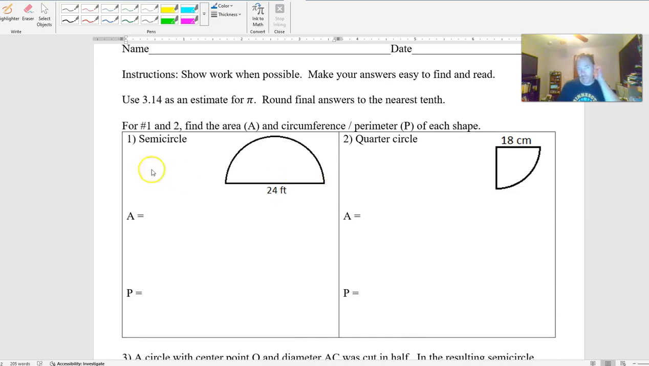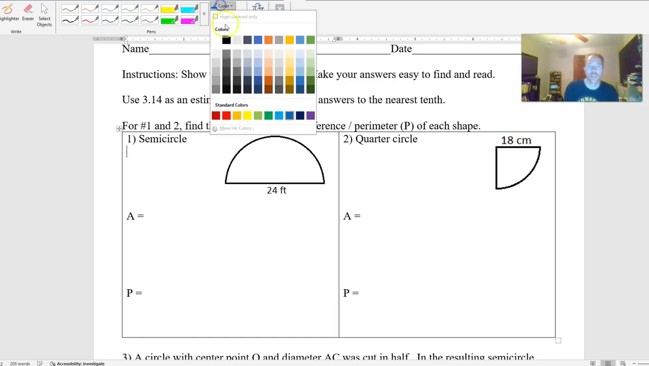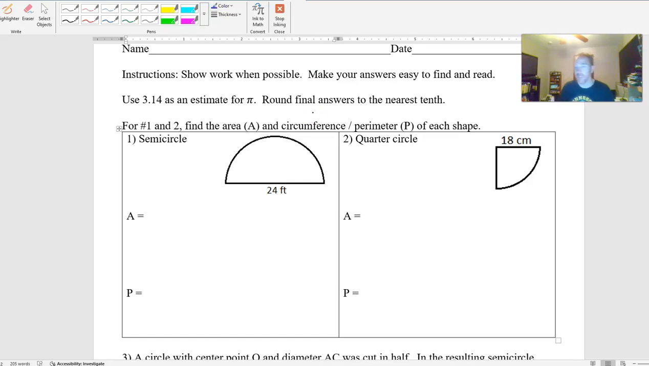So what we're doing here is we are going to find the area and the circumference or perimeter of each shape. So I'm just going to jump right into the formulas, and then I'll try to explain a little bit as we go, but maybe you know the formulas already. So number 1, we have a semicircle, which you might also call a half circle. And the formula for area is very simple. If you know a full circle, the area of a full circle is pi times radius squared.